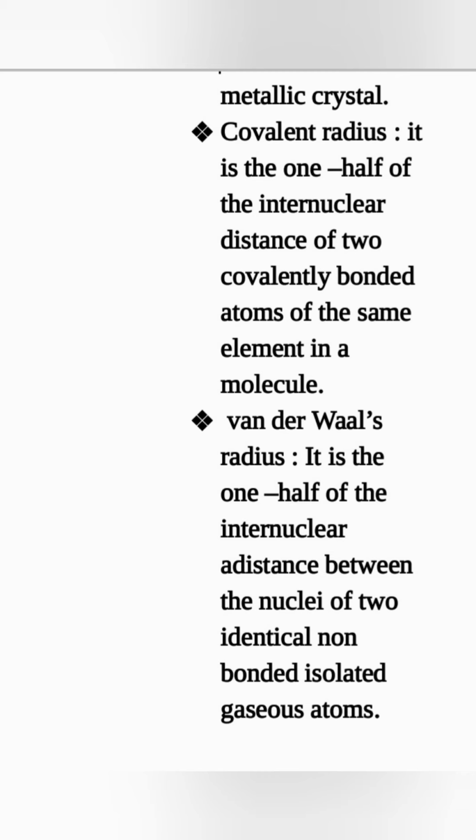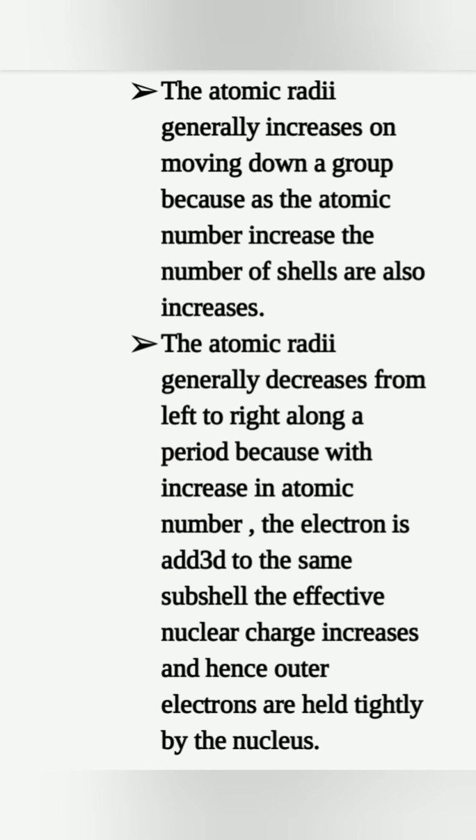The atomic radii generally increase on moving down a group. Because as the atomic number increases, the number of shells also increases. As the number of shells increases, what will happen? The size of the atom also increases. So if you are moving from top to bottom in a group, the atomic number increases. At the same time, atomic size or atomic radius also increases.